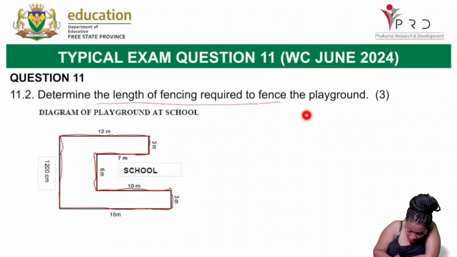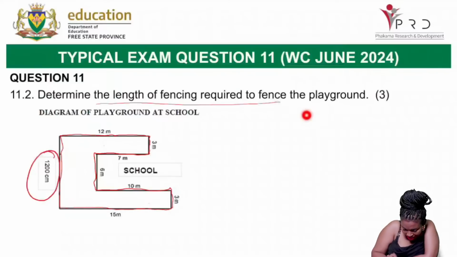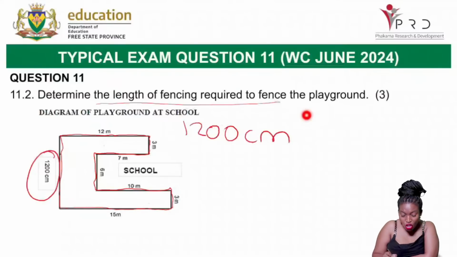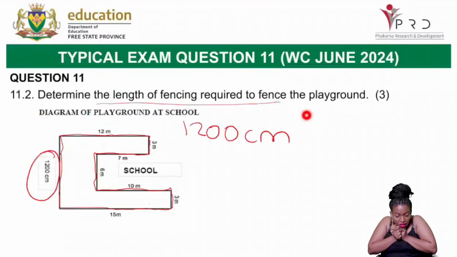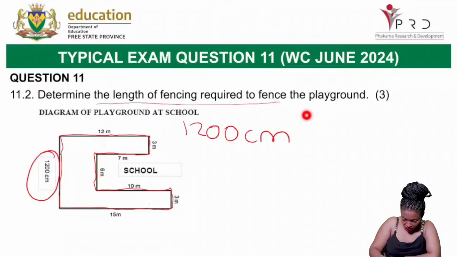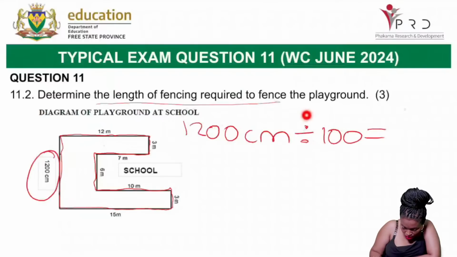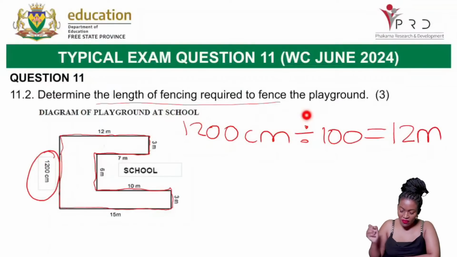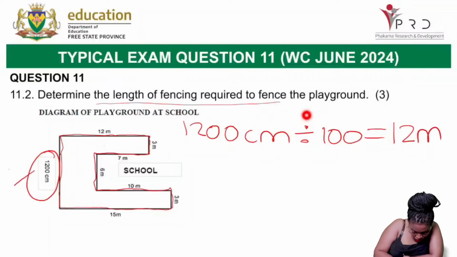All the units are in meters except this one, which is 1,200 centimeters. Let us convert it. So 1,200 centimeters, you are converting from a smaller unit to meters. A meter is big. So you are going to divide. You divide by how much? By 100. So the answer that I'm getting is 12 meters. 1,200 divided by 100 is 12 meters. So here, it is actually a length of 12 meters.